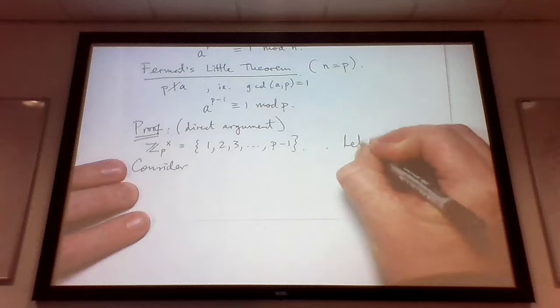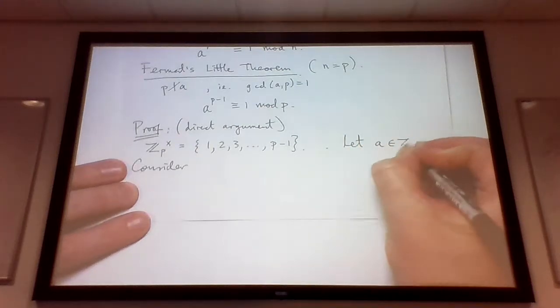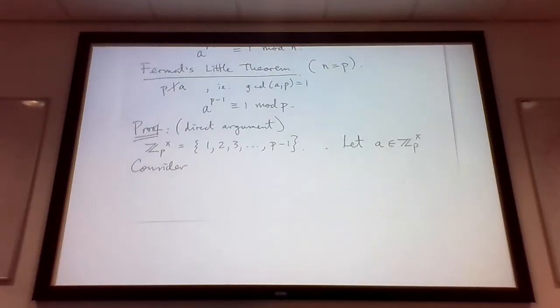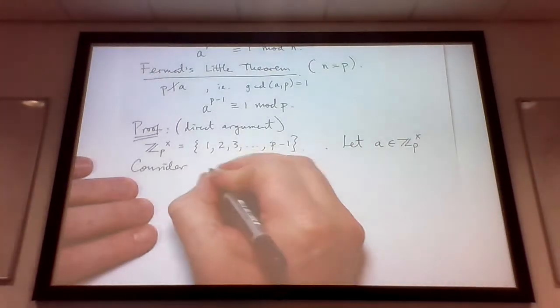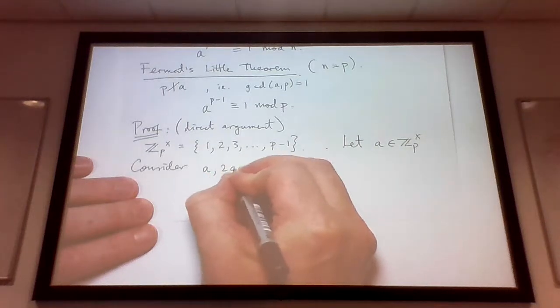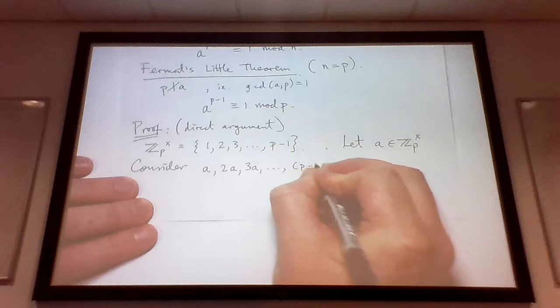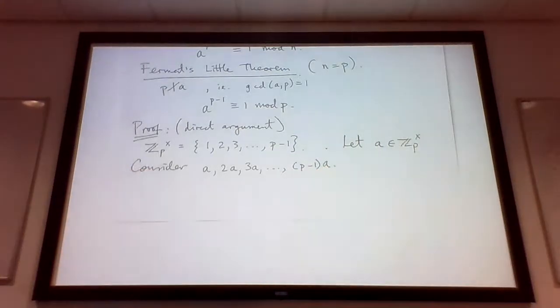So we let A be one of these numbers, some number between 1 and P minus 1. And we consider these numbers: A, 2 times A, 3 times A, all the way up as far as P minus 1 times A. So we multiply all of the elements by A.